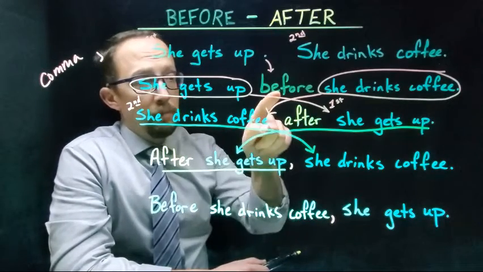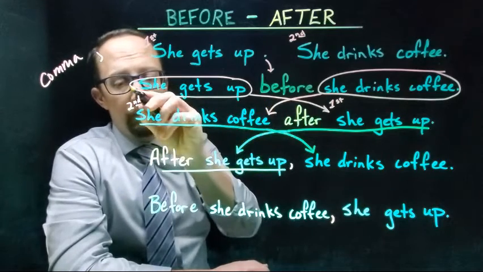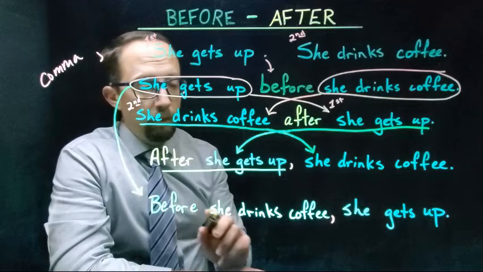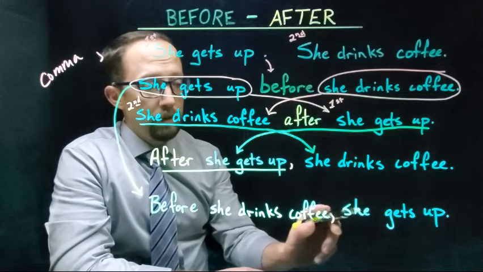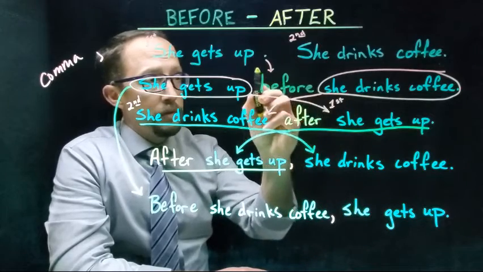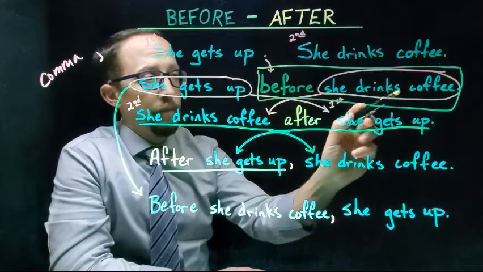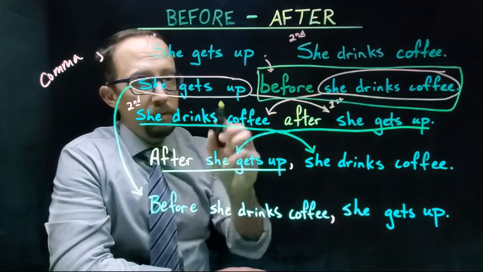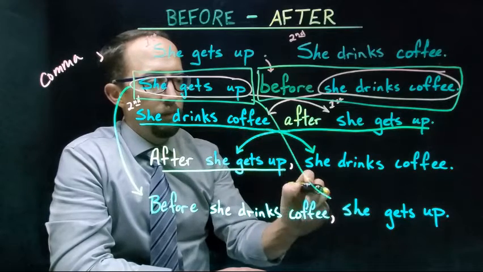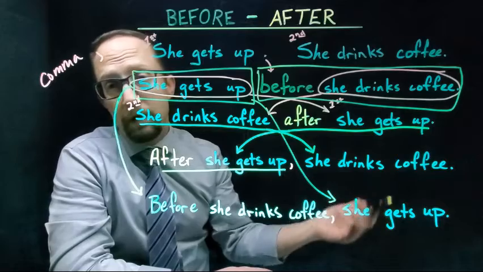You can do the same with before. So in this sentence, you can change it to before she drinks coffee, she gets up. And again, before she drinks coffee goes to the front, she gets up goes to the end. Before she drinks coffee, she gets up.